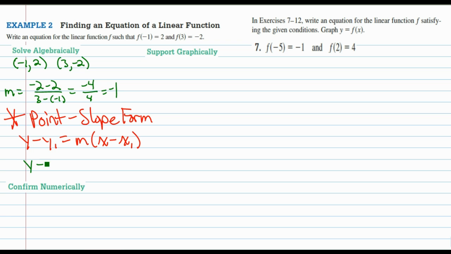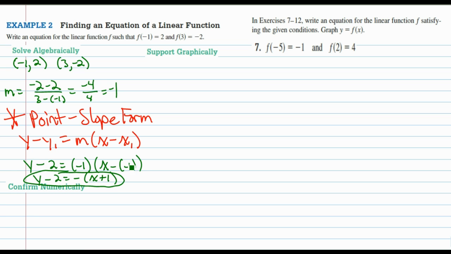So I have y minus, we're going to pick a point. I only need 1 point, so I'm going to pick the second one. The y-coordinate is 2. My m value is negative 1. Then I have x minus my x1 value, negative 1. So y minus 2 equals negative x plus 1. There is the equation of my line.